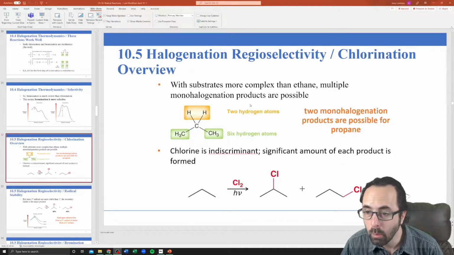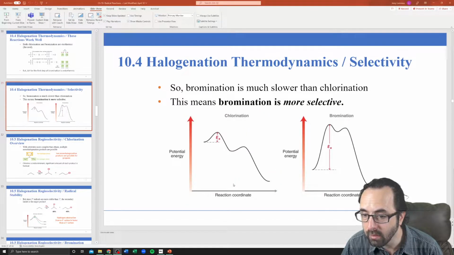So if we take propane, for example, we've got two types of hydrogen atoms. We have those attached to the secondary carbon and those attached to the carbons on the end, of which there are six. When we have this halogenation with chlorine, as we discussed last time, the first step in the halogenation, the hydrogen abstraction, is spontaneous for chlorine, and so it will occur very readily before the second step happens to produce the final chlorinated product.